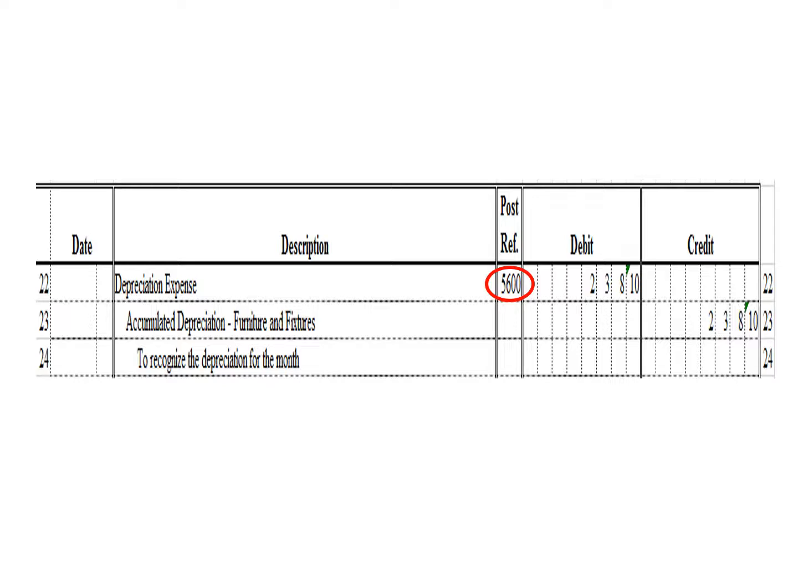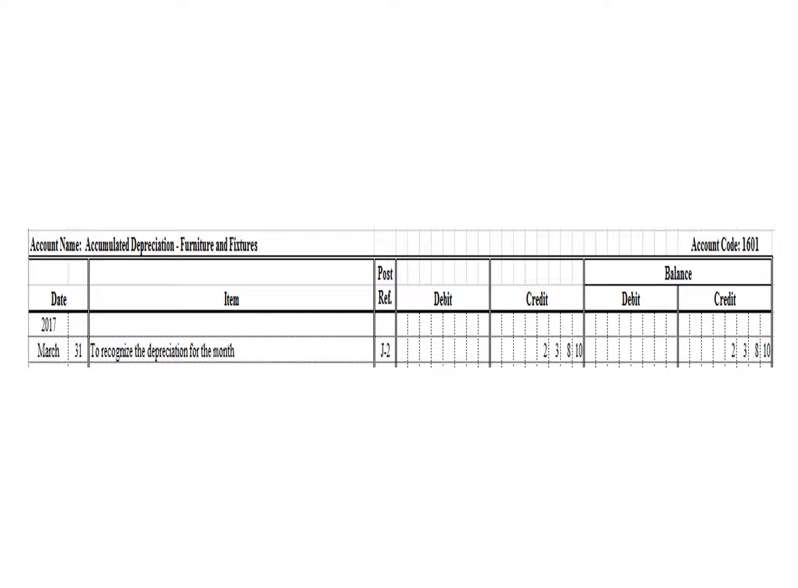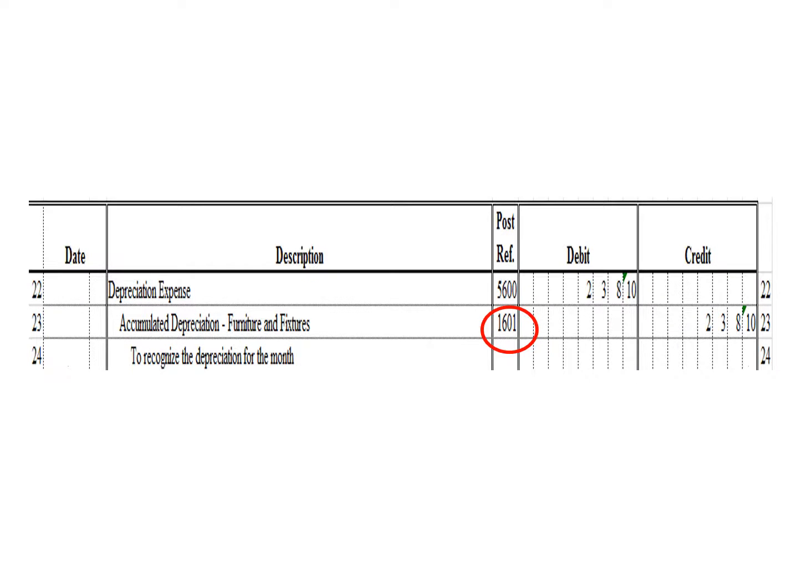Let us post the credit entry. In the accumulated depreciation, furniture and fixtures ledger, we write the date, March 31, and the description to recognize the depreciation for the month. Under the credit column, we write 238 pesos and 10 centavos. In the balance section, under the credit column, we write 238 pesos and 10 centavos. After posting the credit entry, we write the posting reference, 1601, the account code for accumulated depreciation, furniture and fixtures.